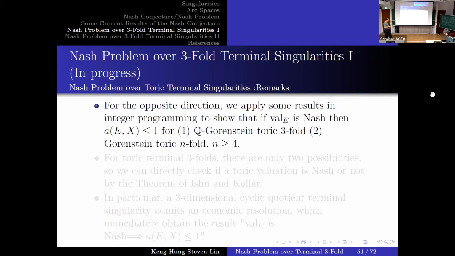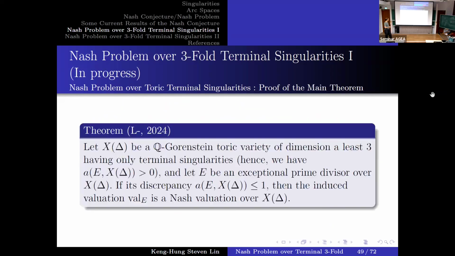So we have proved this result for toric singularity, which is terminal. If the divisor E has discrepancy bounded by 1, the induced valuation is Nash. So we have a statement: discrepancy bounded by 1 implies Nash.